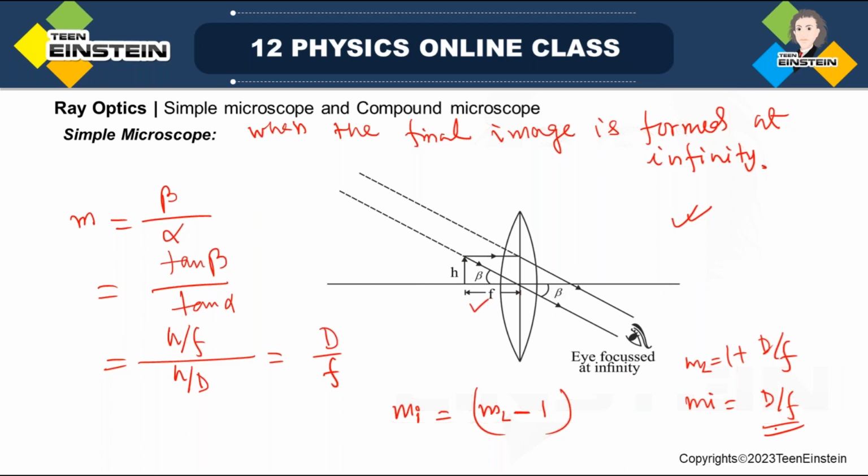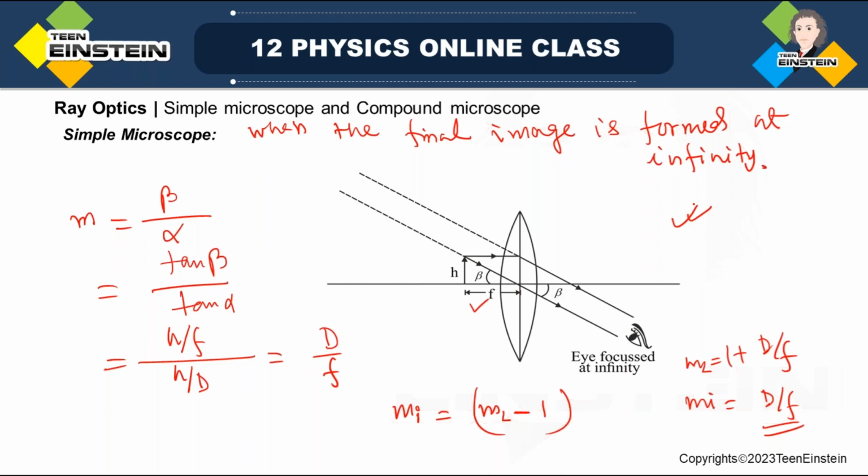Okay, now what are the uses? If you go to the watch shop, you will see the watchmaker actually uses this simple microscope. He puts it exactly at the eye itself. I think it is interesting to see. Sometimes you can go and see how a watchmaker uses the simple microscope exactly near the eye. As I said, this is a simple magnifying glass.